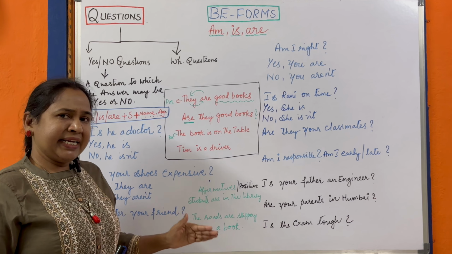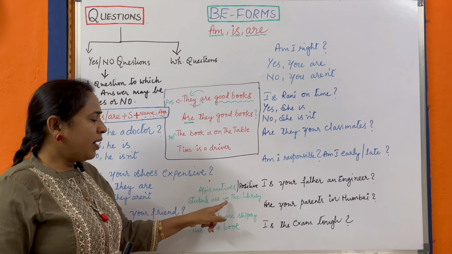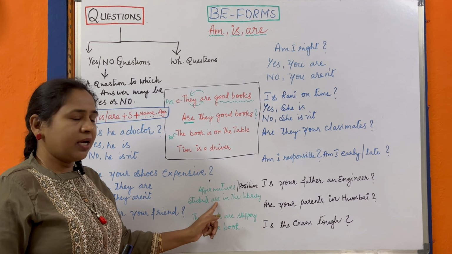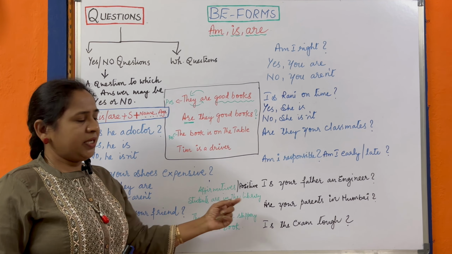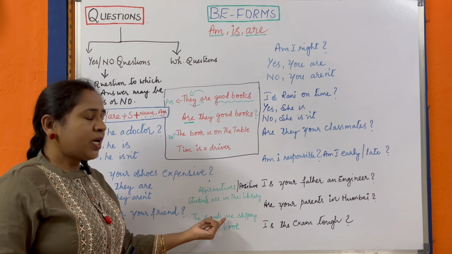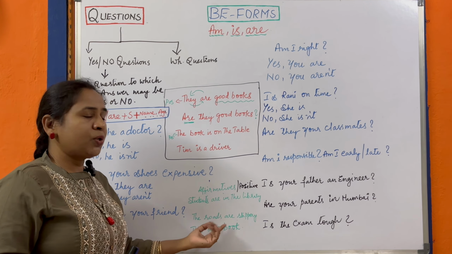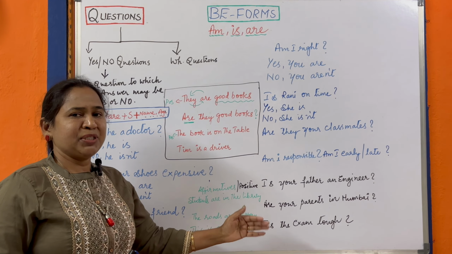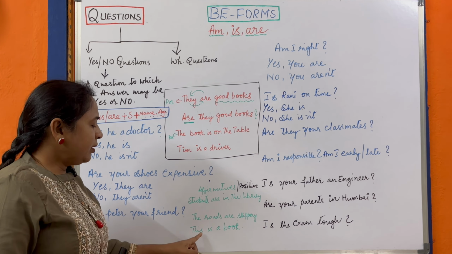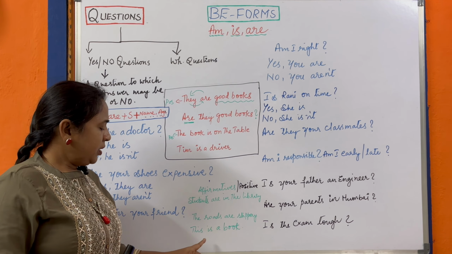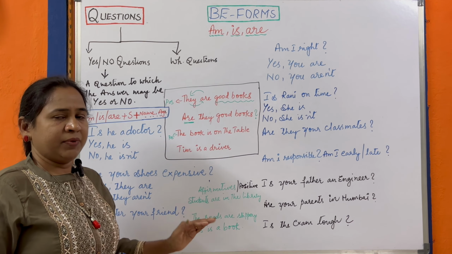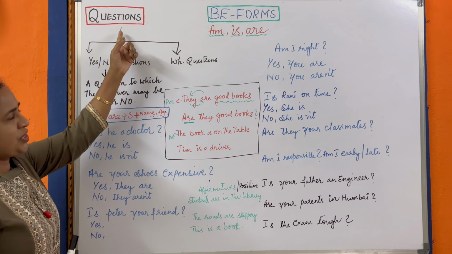Now let us make the negatives of it. Students are in the library. Now what is a negative? Students are not in the library. After the be form you are going to put not. Okay. The roads are slippery. The roads are not slippery. Slippery means what? Jarudu. Jaruduga undadam. Jaripovam. Okay. This is a book. This is not a book. Okay. Positive and negative. Now today let us learn questions.